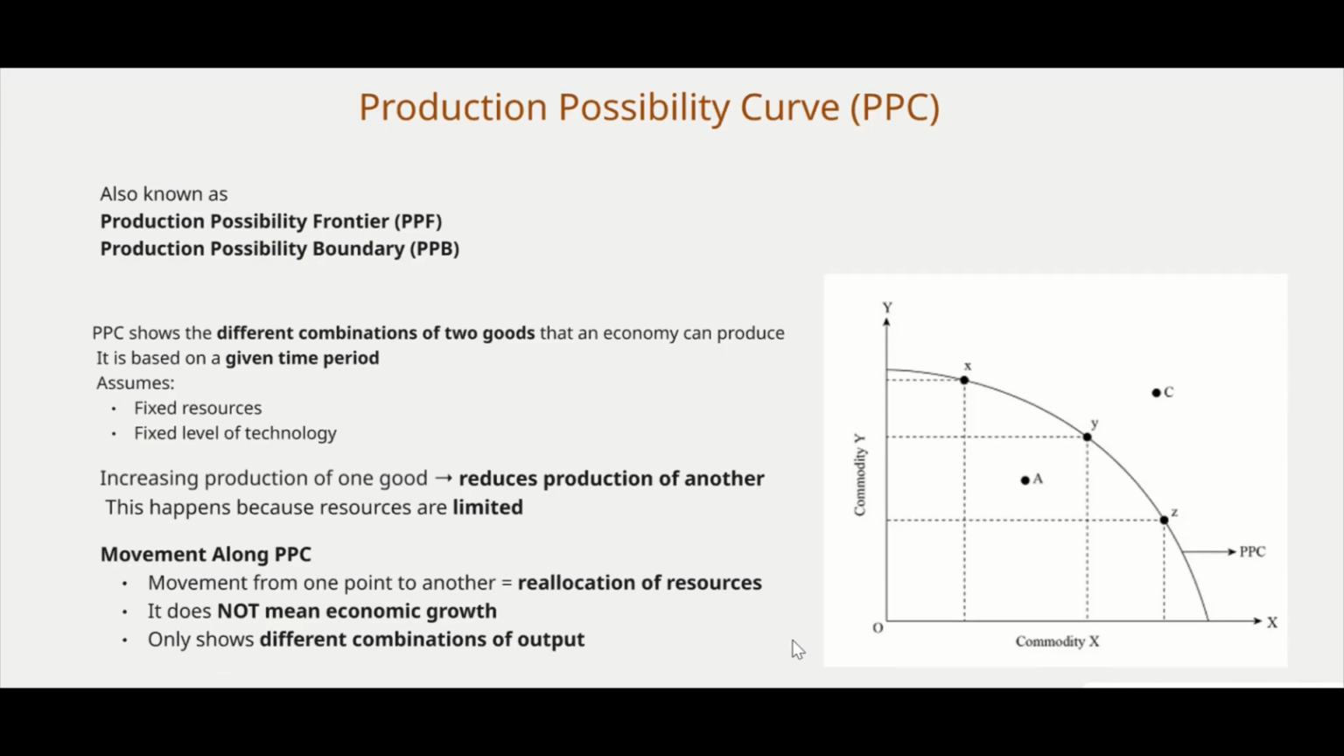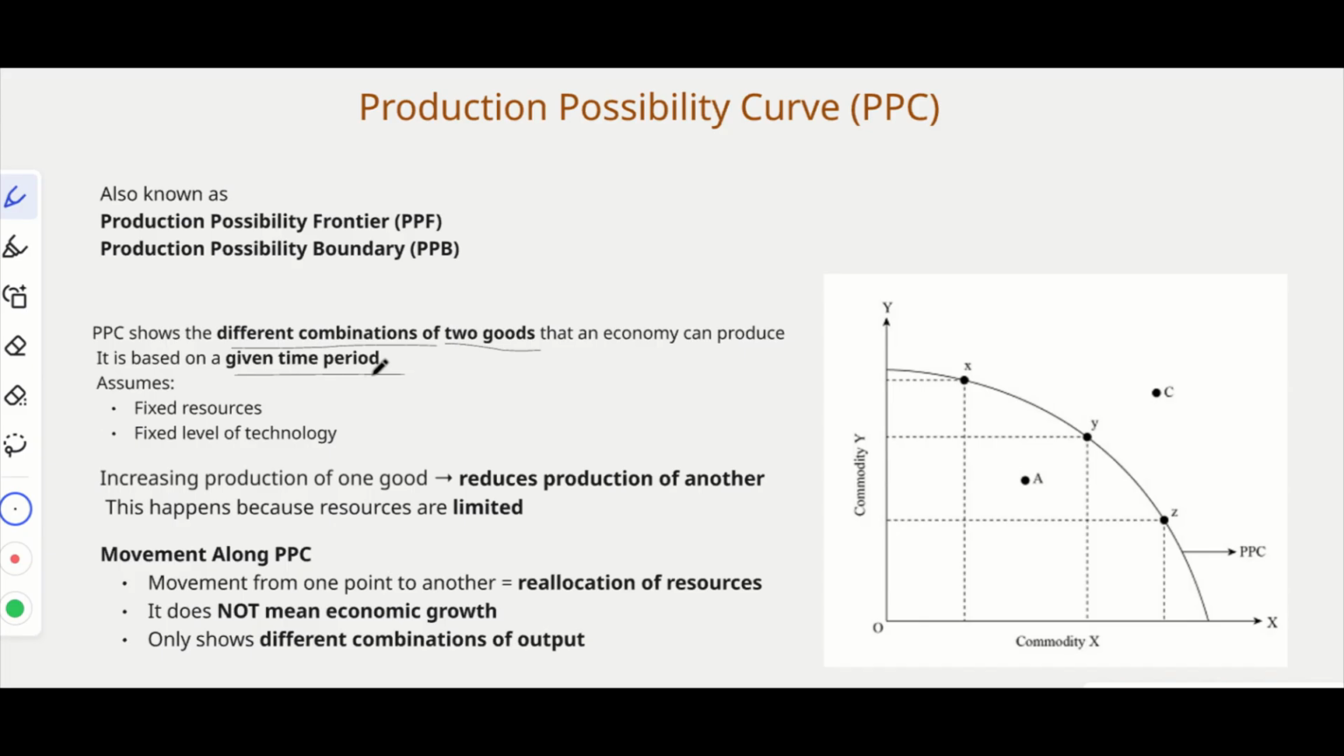Okay, so why do we need a production possibility curve? Because it shows the different combinations of two goods that an economy can produce, and it is based on a given time period. Whenever we calculate anything in a particular economic concept, we'll be taking a time period. Likewise, the PPC also shows different combinations of two goods, based on a given time period.